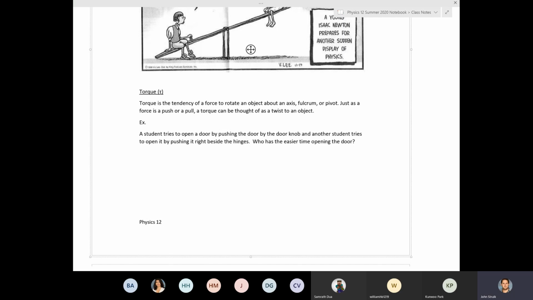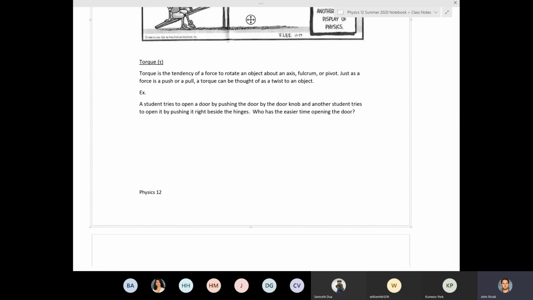I usually do a demonstration where I have a student try to open a door by pushing on its hinges, and it doesn't work because you have to apply the force away from the hinge. If this is the top of the door and this is the hinge, and you push right here, nothing's going to happen, because your force is at the pivot point. But if your force is away from the pivot point, you're going to cause torque.